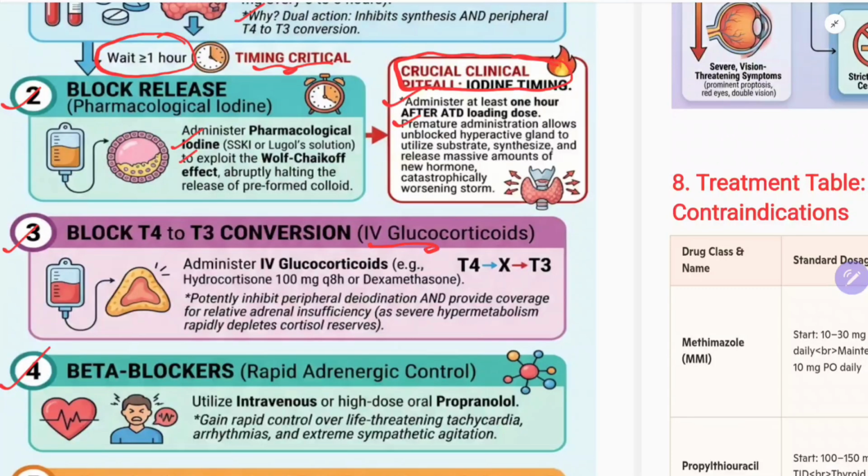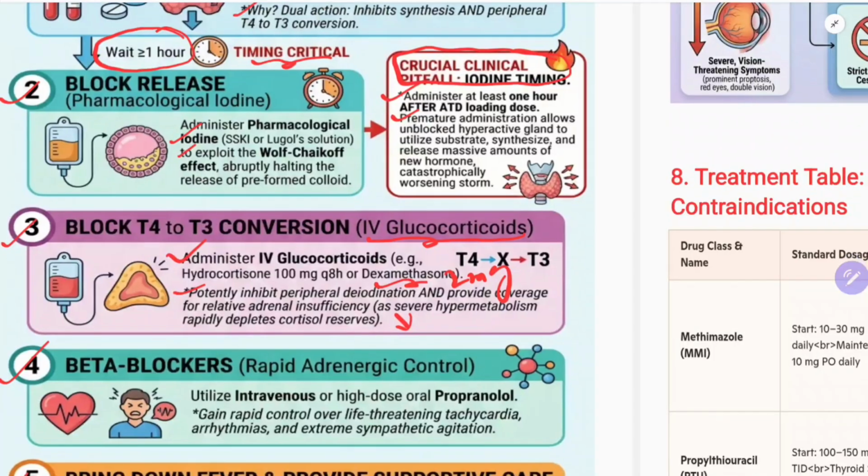How? By giving IV glucocorticoids. Administer IV glucocorticoids, for example hydrocortisone 100 mg every 8 hourly, or dexamethasone, the dose is 2 mg every 6 hourly. This will potently inhibit peripheral deiodination and provide coverage for relative adrenal insufficiency, as severe hypermetabolism rapidly depletes the cortisol reserves. Otherwise, the patient will end up in adrenal crisis. So block T4 to T3 conversion by giving glucocorticoids.